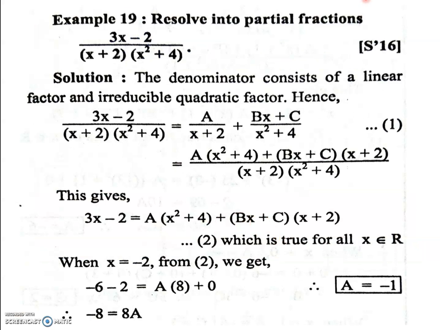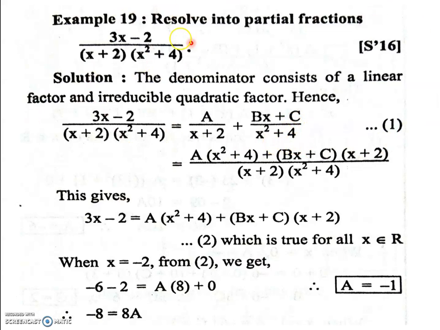Let us take example 19. Resolve into partial fractions (3x - 2) upon (x + 2)(x² + 4). It was asked in summer 16. The denominator consists of a linear factor and an irreducible quadratic factor. Hence, (3x - 2) upon (x + 2)(x² + 4) equals A upon x plus 2 plus (Bx + C) upon x² + 4.